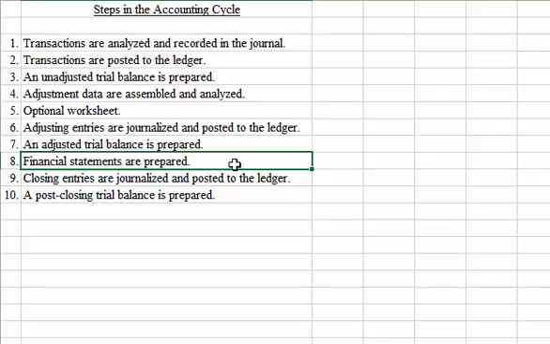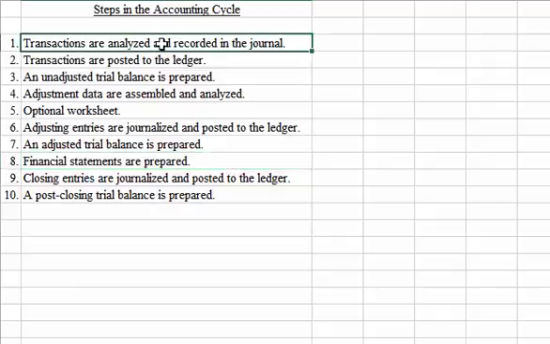They just like to show you those up front, because we have to refer to them quite frequently, and that way you know what we're talking about. We're going to start in Chapter 2 with these steps. Transactions are analyzed and recorded in the journal. The journal would be the first place transactions are recorded in the accounting records.